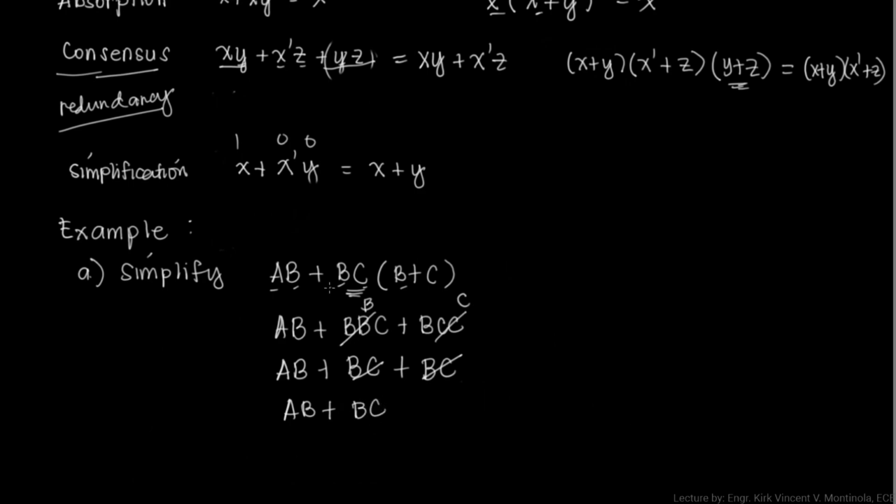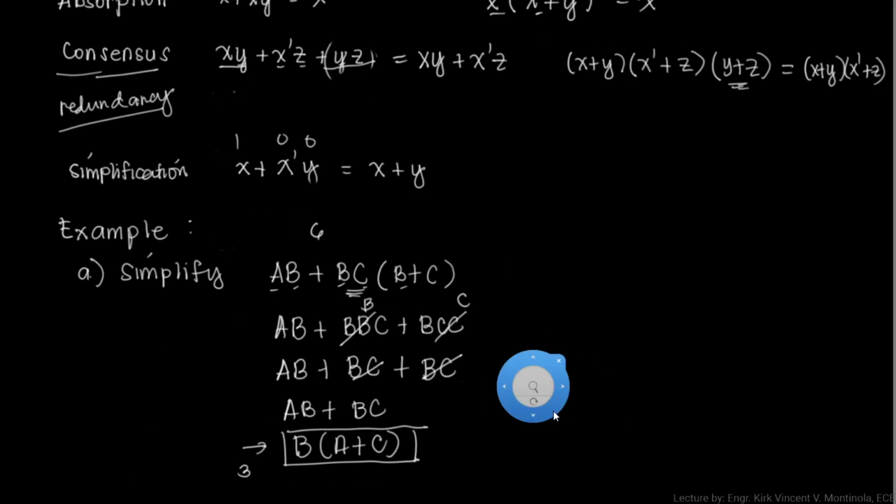Then you can factor out your B, then A plus B, A plus C. So that would be your answer, simplified. So now you have 6 literals down to 3 literals only. Okay, let's try another example.